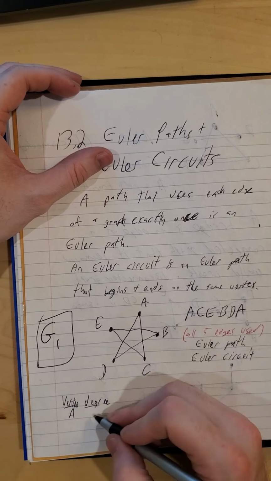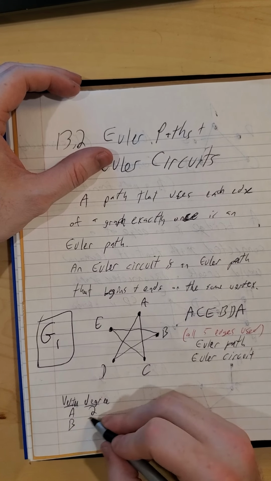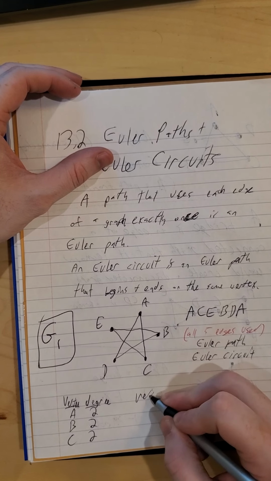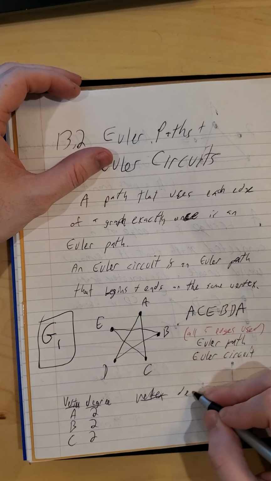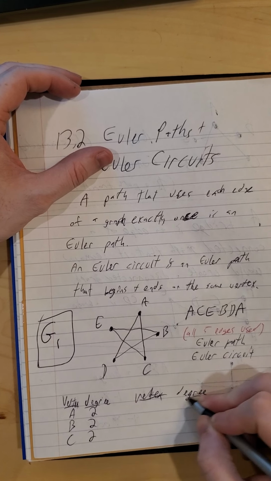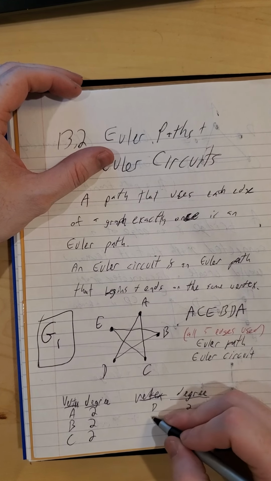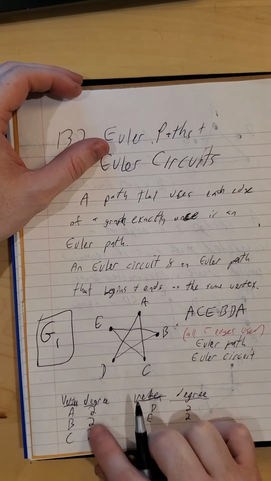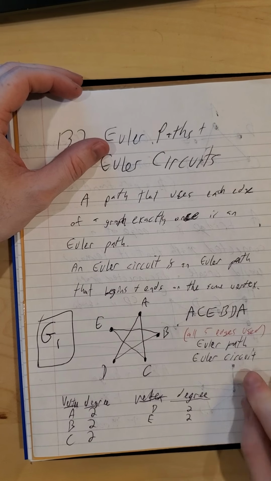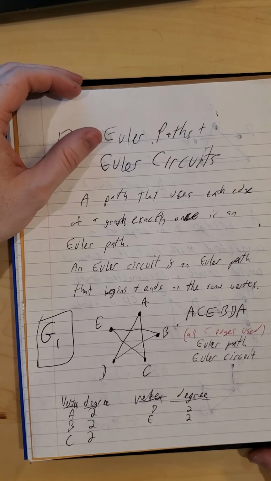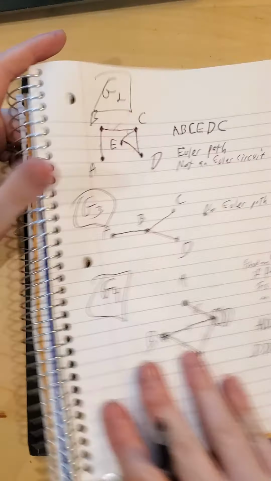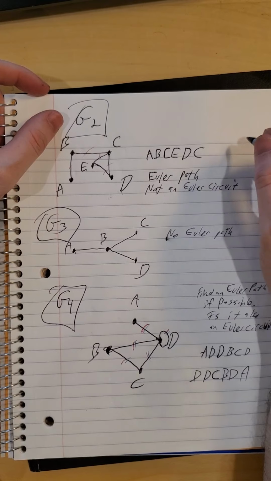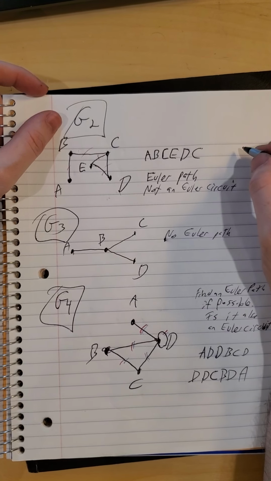So vertex A is degree 2, vertex B is degree 2, vertex C, degree 2, vertex D, degree 2, vertex E was degree 2. And on this one, okay, everybody was degree 2, and we were able to find an Euler path and circuit. So see if you can complete that information for graphs 2, 3, and 4.